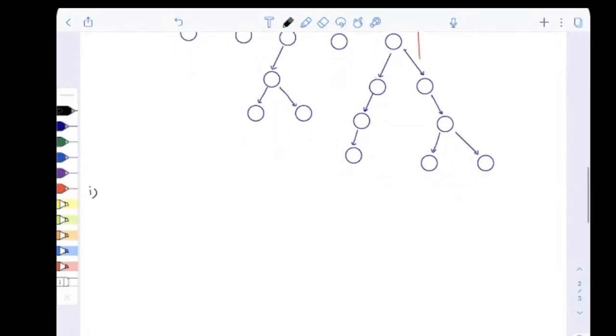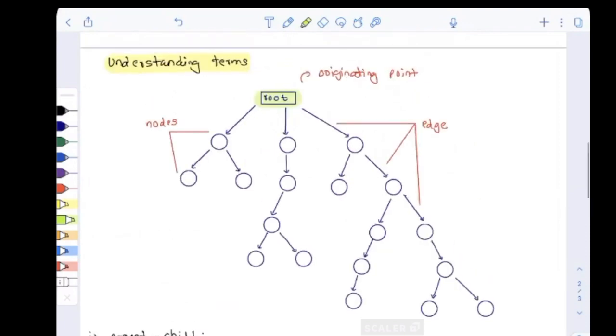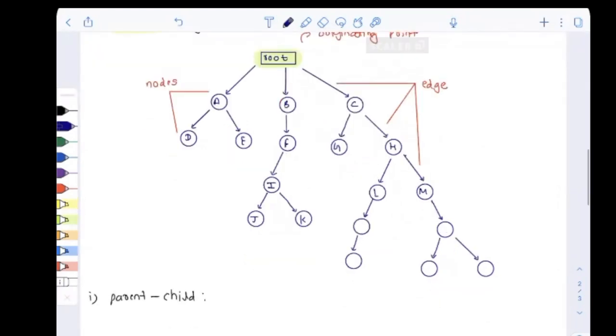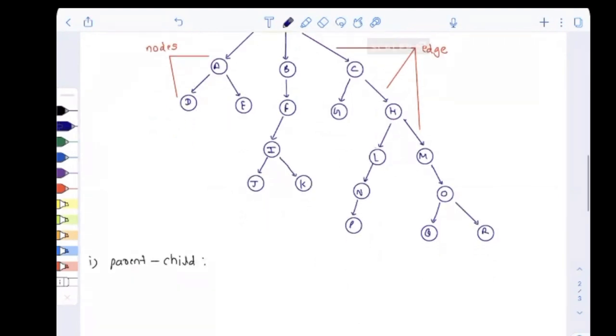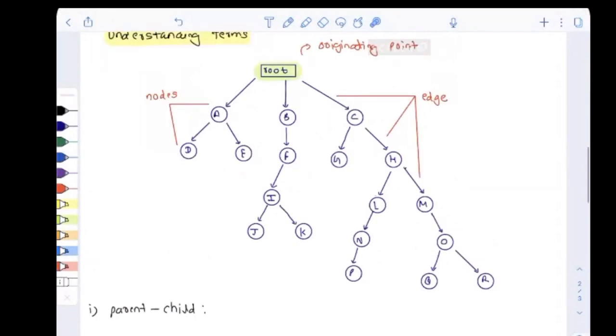Perfect. Now going ahead, let's look at some more definitions to understand it in an even nicer manner. The first thing is the relation between parent and child. Before going to this, I would like to name my nodes. I will just name them so that we can call them A, B, C, D, E, F, G, H, I, J, K, L, M, N, O, P, Q, R. Okay, so just two questions. We need to understand the parent-child relation. So look at this.